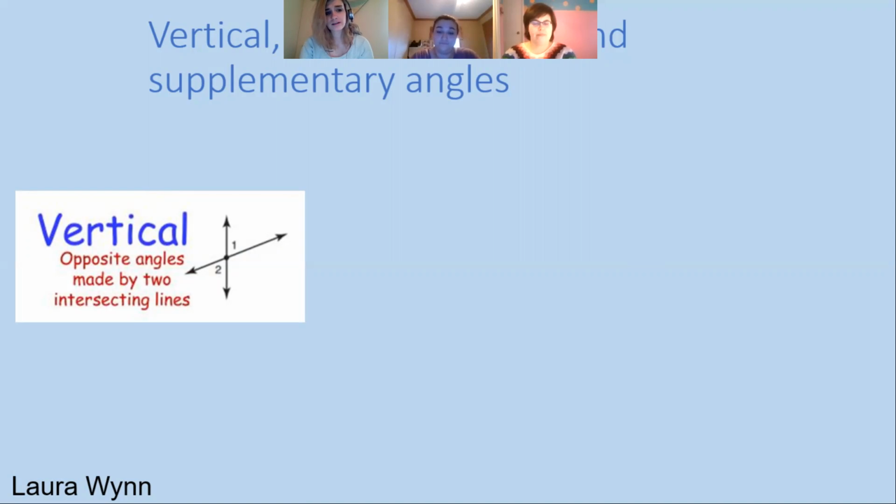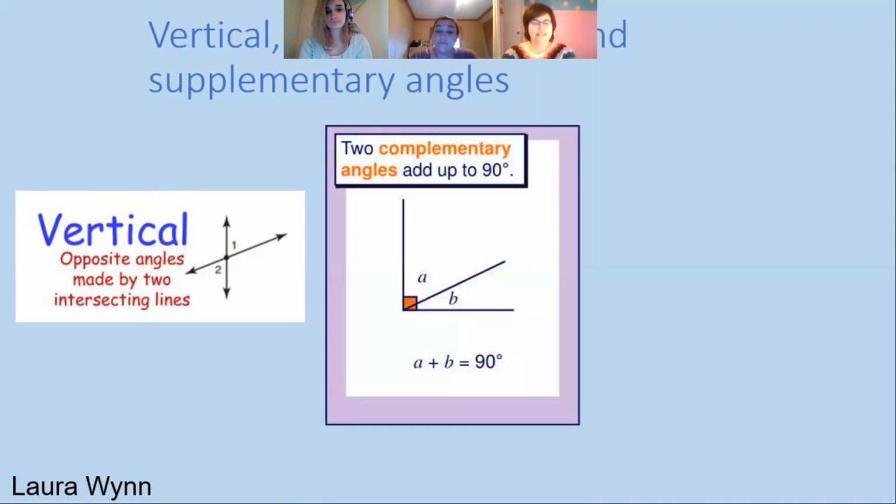What is a complementary angle then, Laura? Good question, Kat. Two angles are complementary when they add up to 90 degrees, and they also make a right angle. The two angles do not have to be together to be complementary. They just have to total 90 degrees.